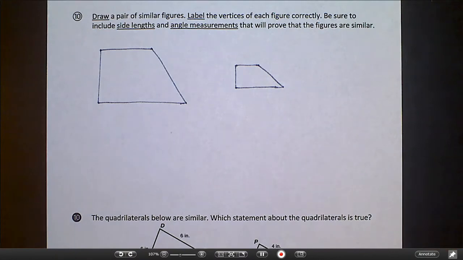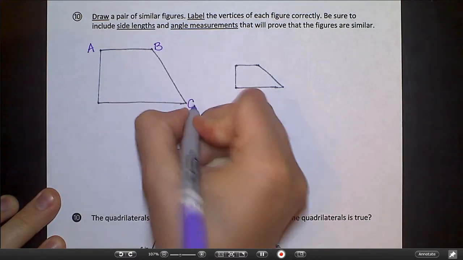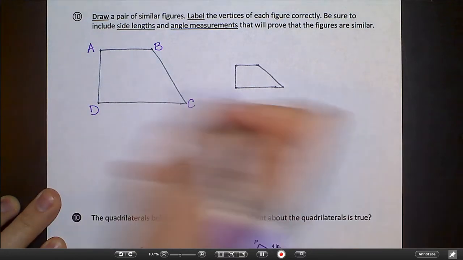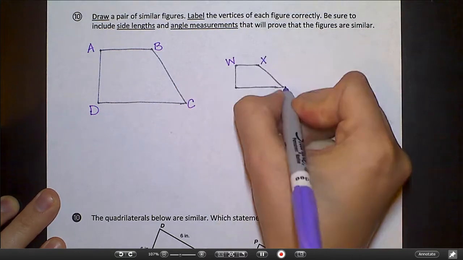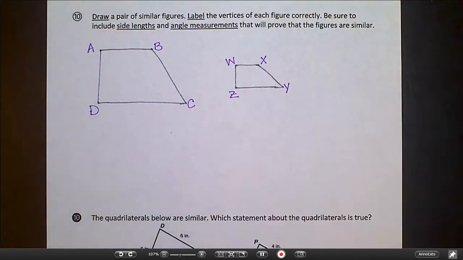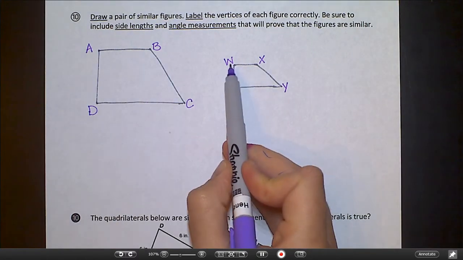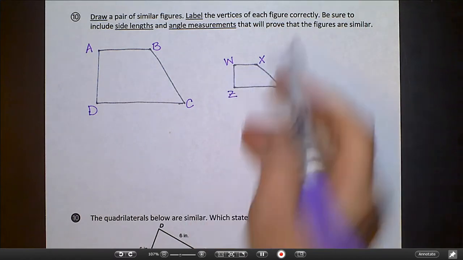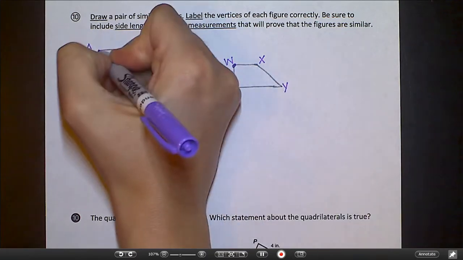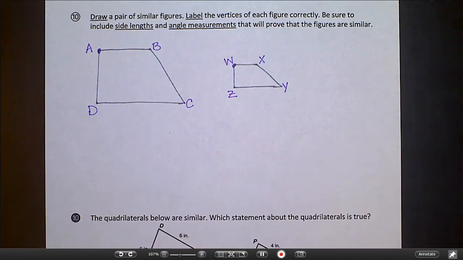Okay, so I'm going to label the vertices first. So let's say that I'm calling this A, B, C, D. Then I would call this W, X, Y, Z. So we have to make sure that we're going in the same direction. A, B, C, D, W, X, Y, Z. Now if this were rotated somehow, I would still have to have this vertex be W, because this vertex and this vertex go together.